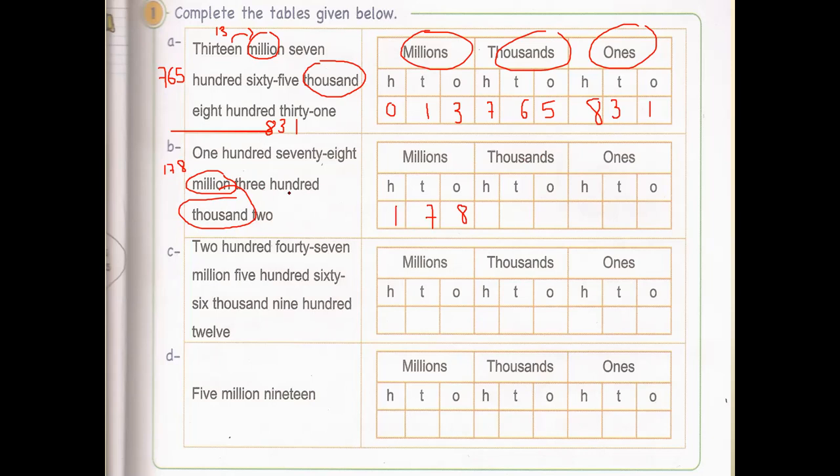Now 300,000. So we stop here. 300. How do we write it? 300 like this. Fill it where? In the thousand family. Here, starting from the ones. 0, 0, 3.